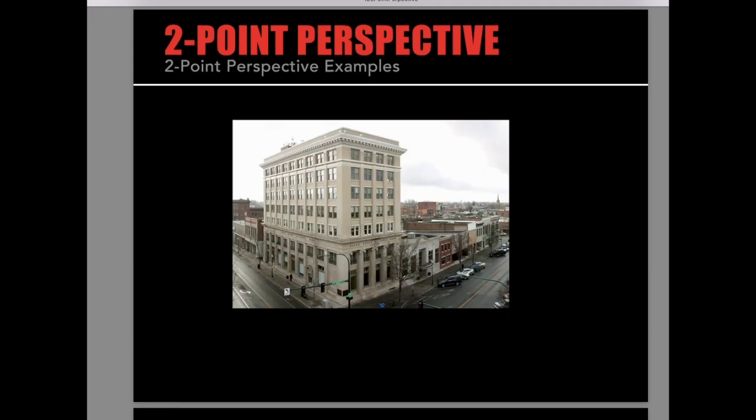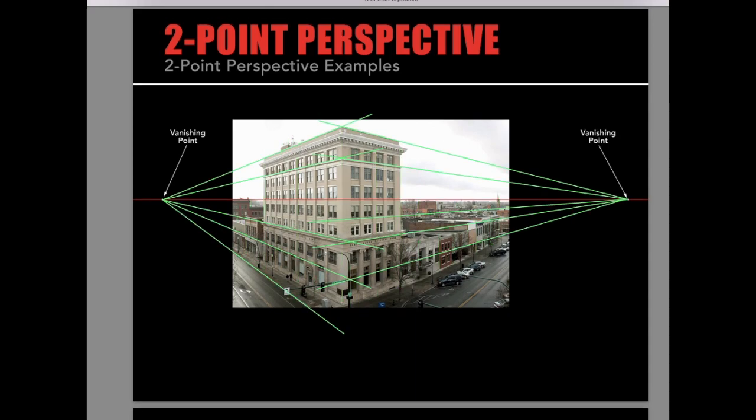Okay, another example, this building is in 2-point perspective, right? We're looking at the corner of this building closest to us. And you can see very clearly in the lines of the street, going out to 2 vanishing points to the left and the right. All the vertical lines are perpendicular to the eye level line. And you can follow the lines within the image back to each vanishing point.